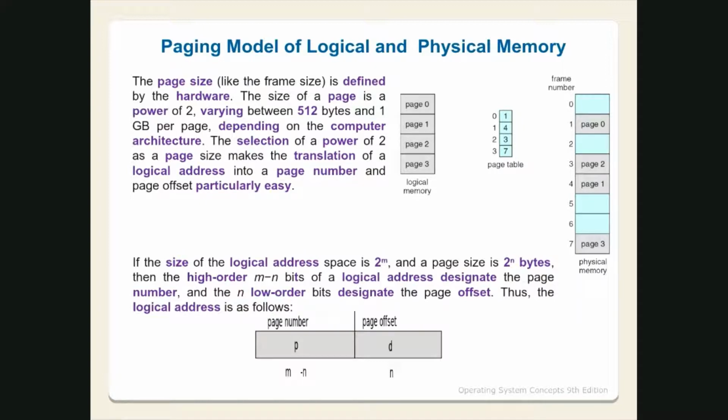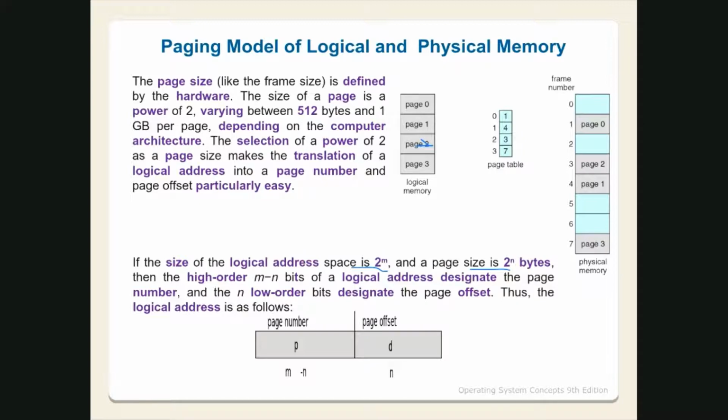Let's assume the address space of the logical address space and also of the physical address space. Let's assume that your logical address space is 2 power m. Let's say m is 4, so 2 power m is 16. And the page size is 2 power n bytes. Let's say n is equal to 3. So 2 power 3 is 8 bytes, so 8 bytes is the page size.